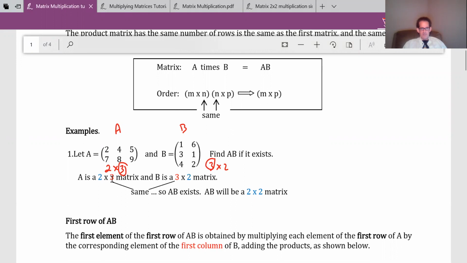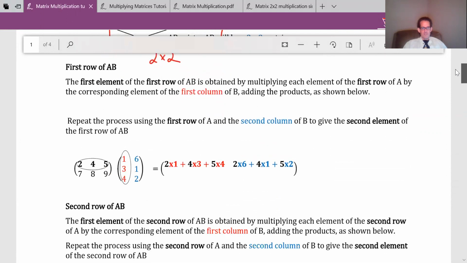These are both 3. And then you take these outer 2's, and you say, okay, this is going to be a 2 by 2 matrix when you find the product of these two. Now, if those two numbers, here and here, are not the same, then it's non-definable. You can't do it. Let's take a look at an example of how to multiply matrices.